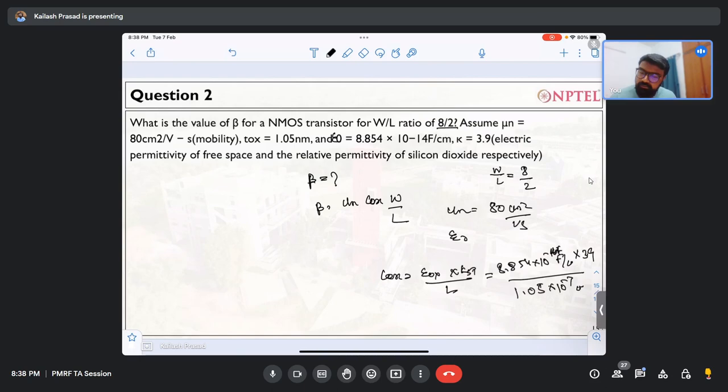Okay. So anybody wants to tell me what this will be? Just verify with me if I am writing it correctly. 3.289 into 10 to the power minus 6 farad per centimeter square. Is this correct? So this is 8.854 into 10 power minus 14 into 3.9 divided by 1.05 into 10 power minus 7. Anyone wants to confirm this? Yes, sir.